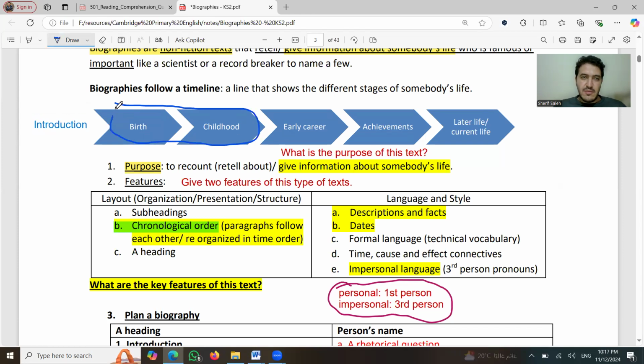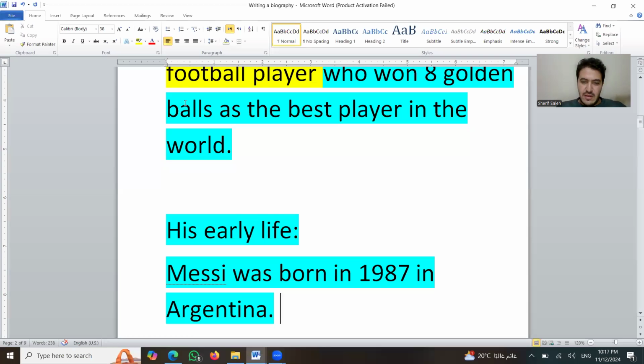Now think about yourself or think about one of your siblings who is a child. All that a child deals with is his family and school. A child goes to school and then goes back home and deals with family members. So that's what you need to write about in the childhood part or the early life.